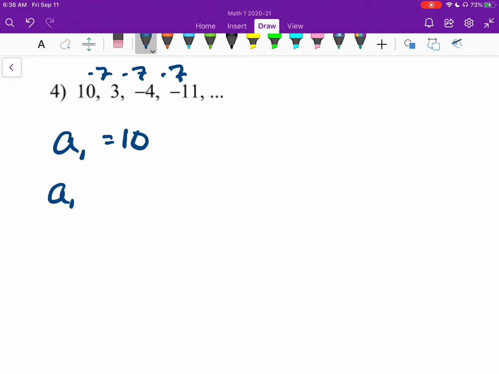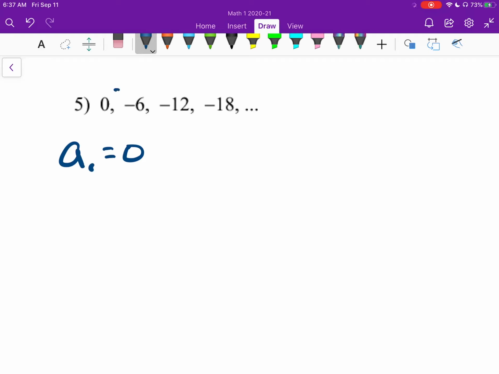All right, next up, number 5. A sub 1 is 0, right? And each time it looks like we're subtracting 12. Oh, not 12, 6. So we've got a sub n is a sub n minus 1 minus 6.